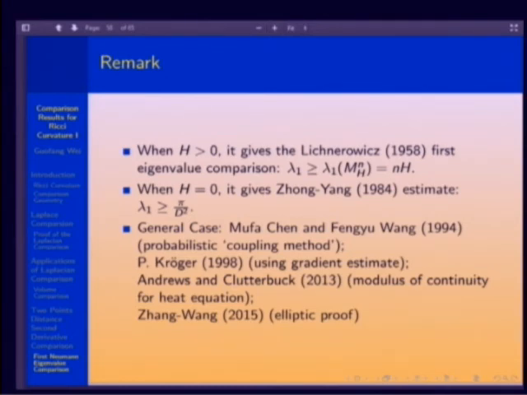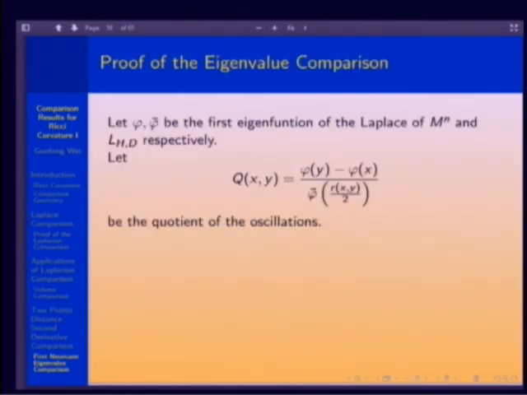Okay, so how do we do it? So the thing is, as you said, this is a simple comparison and it's a maximum principle. So how do we want to compare? We want to compare the eigenvalues. So the key, looking at the original proof, is the gradient estimate of eigenfunctions. So look at the eigenfunction of the manifold and the model, and we can compare. The model is very simple, and you look at the quotient of the oscillations.